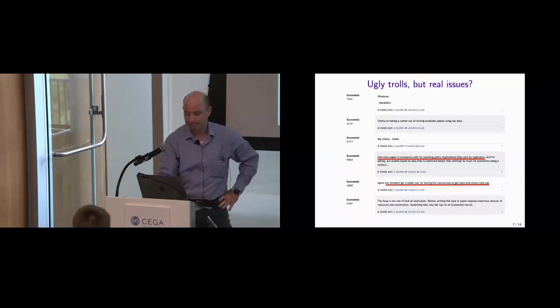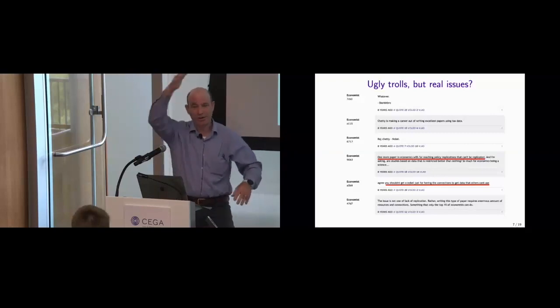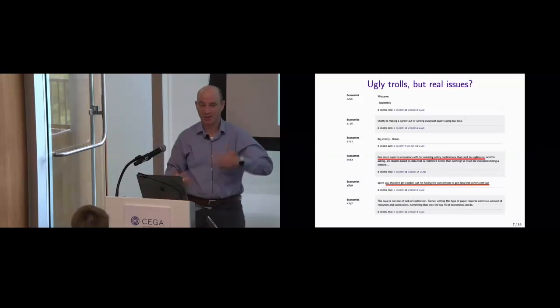Here we go. The issue is not one of lack of replication, well, I think it is, but anyway, rather writing this type of paper requires enormous amounts of resources and connections, something that only the top 1% of economists can do. And I'm sure Ted knows the story much better than I, why Raj moved from here to Stanford and from Stanford to Harvard, but he's moving to richer and richer institutions to do his research because it's a big operation.